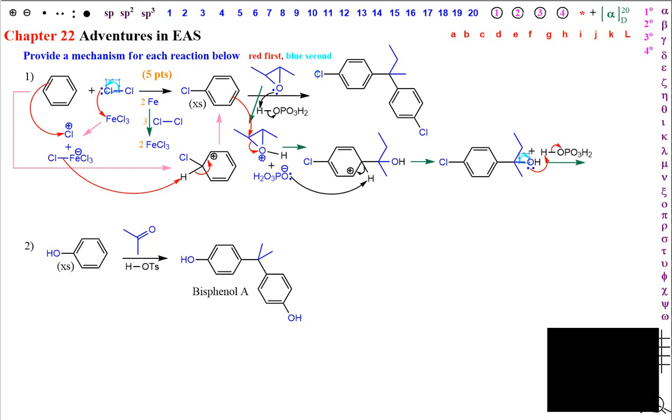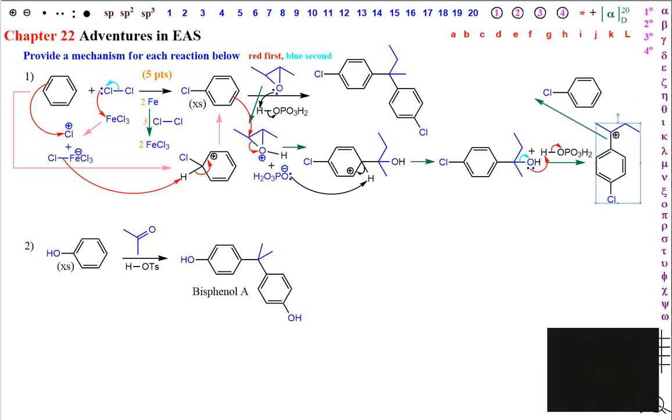And now I fix that issue. And we're going to generate a new carbocation that's very stable. Right here. Let's put it down here. Or rotate it. Carbocation is right here. And another molecule of chlorobenzene is going to attack that, as indicated right here. We got our tertiary benzylic carbocation.